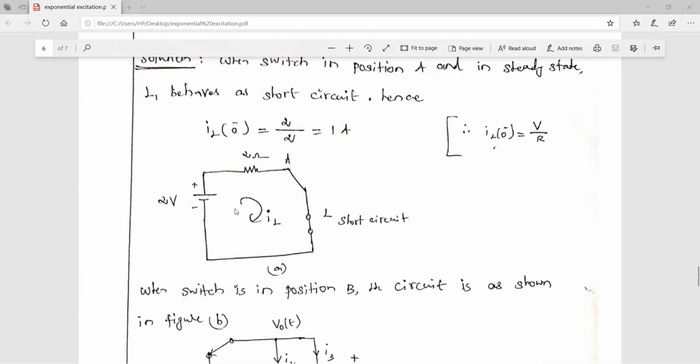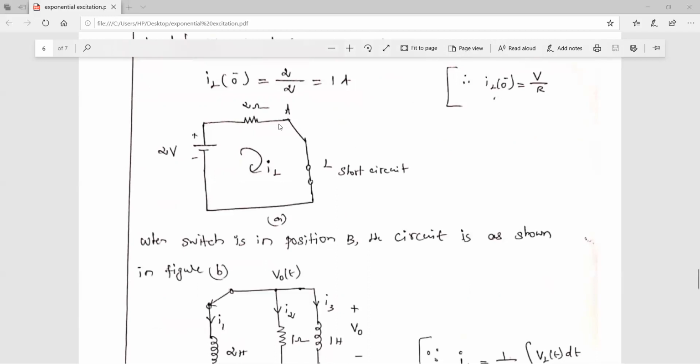In this position, what is the current flowing through the inductor? Here one battery and one resistor are there. The current in the circuit is the voltage divided by the resistor, so 2 divided by 2 is 1 amp. The steady state current flowing in inductor L1 is 1 amp. You have to note this down. This is the first thing.